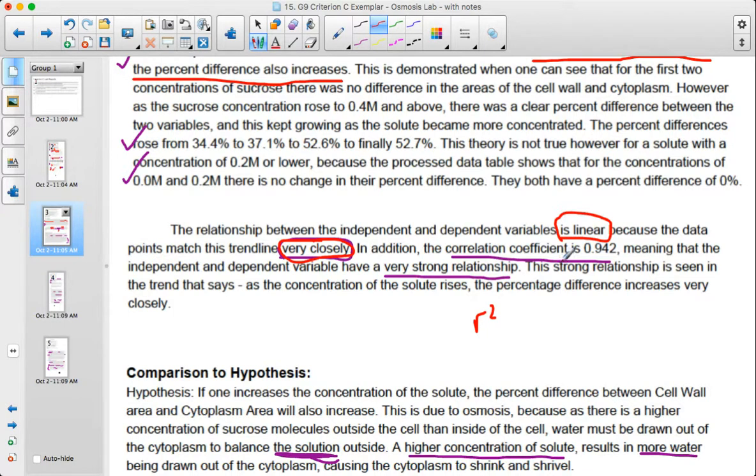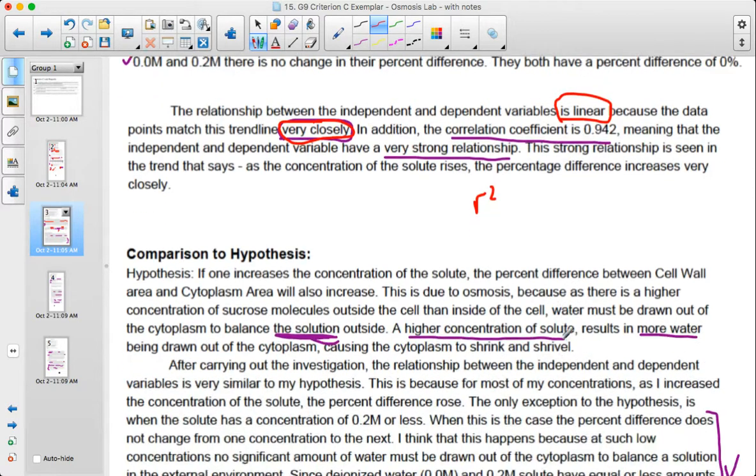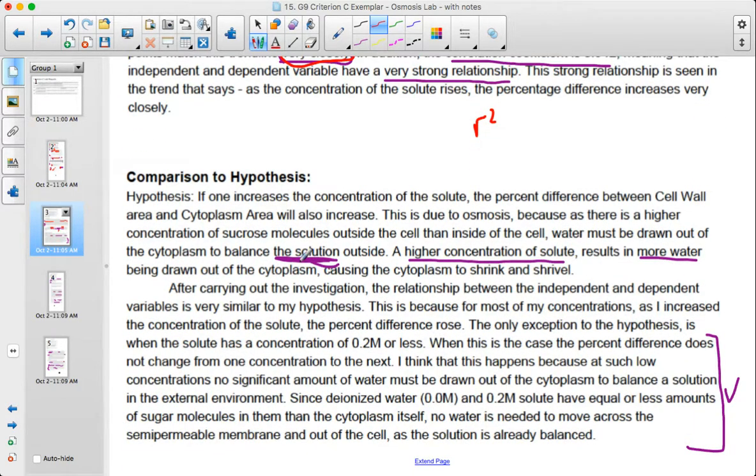And so the lower the value, that means that your data less closely matches the trend line. So 0.94 is a reasonably strong relationship between the two, although not perfect. The student has also then compared what has happened to the hypothesis.